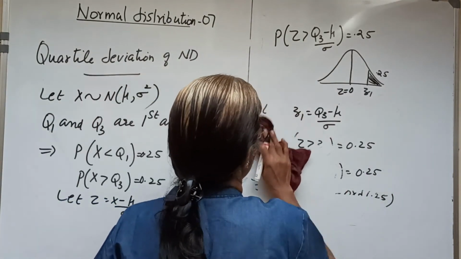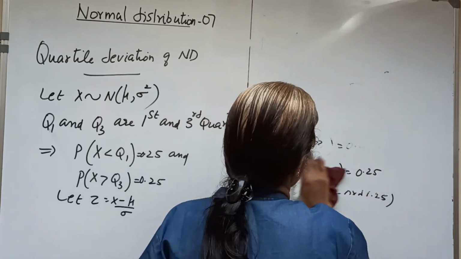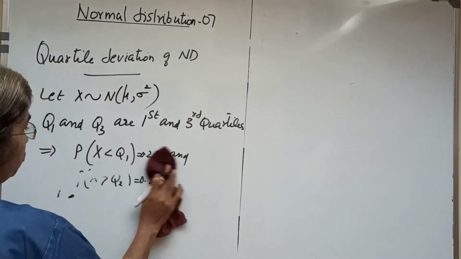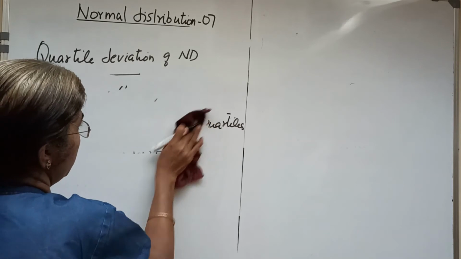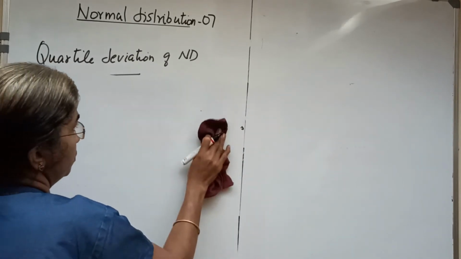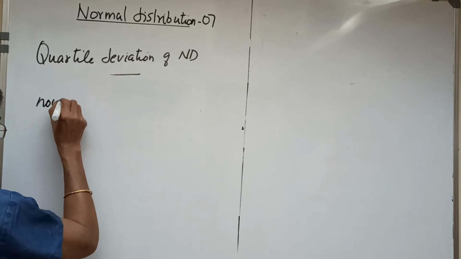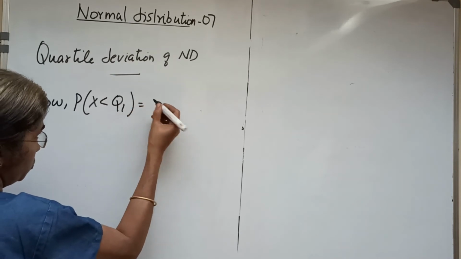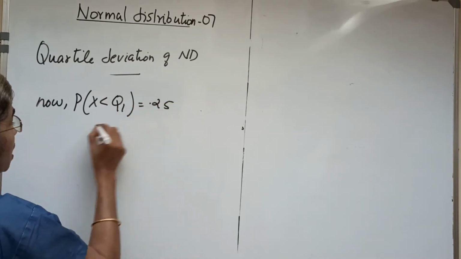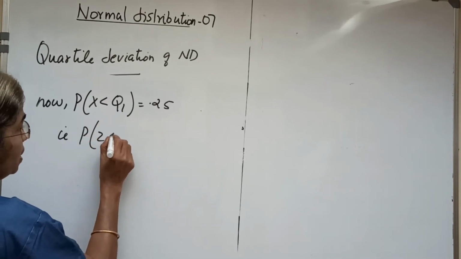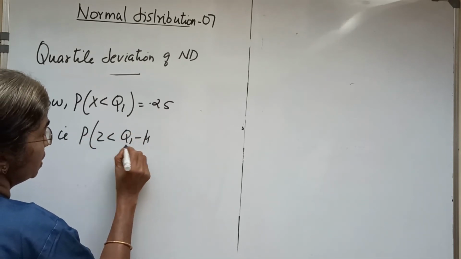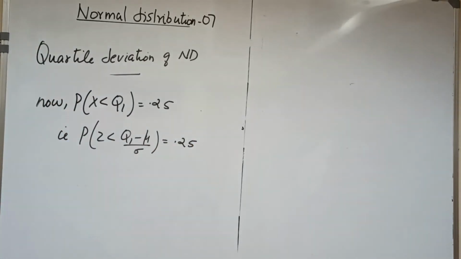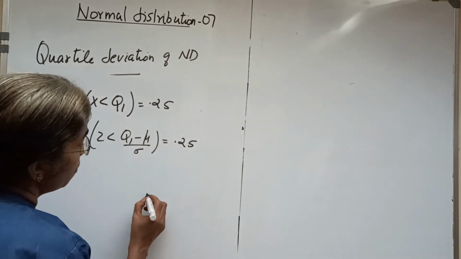Now similarly we have probability X less than Q1 equal to 0.25. Let me cancel all this and we go back. Now we consider probability X less than Q1 equal to 0.25. That is probability Z less than (Q1 minus mu) by sigma equal to 0.25.